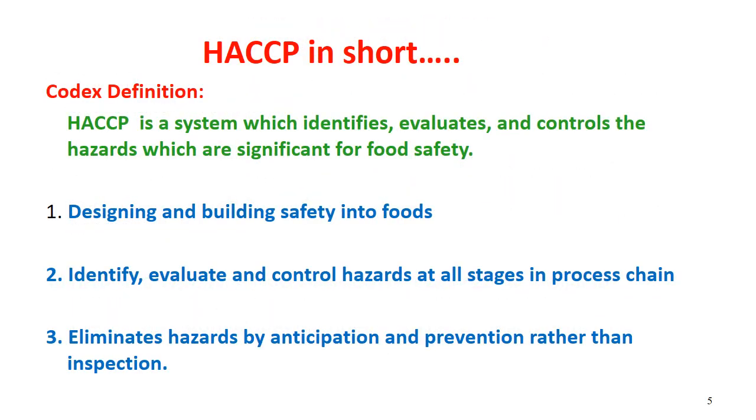Here once again, HACCP in short, as per the Codex definition, is a system which identifies, evaluates and controls the hazards which are significant for food safety. And it can be done through three steps. Number one, designing and building safety into foods. Number two, identify, evaluate and control hazards at all stages in the process chain. And thirdly, eliminate hazards by anticipation and prevention rather than inspection. So these are the three easy points to understand HACCP in short.